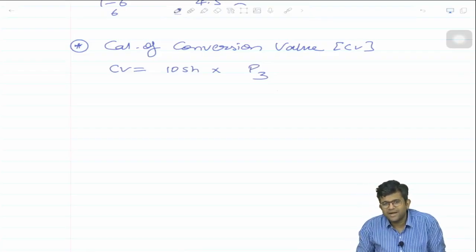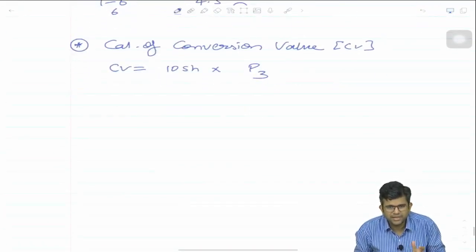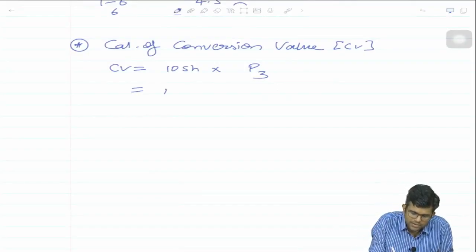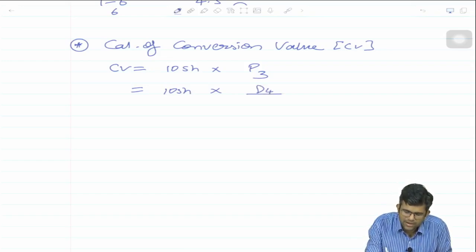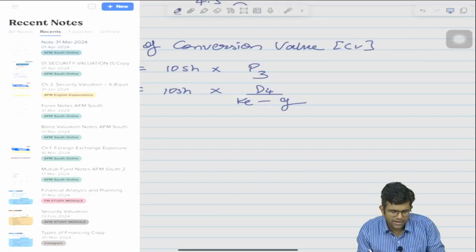Why did I write P3? Because this will be the price at the end of year 3, no? Sir, 3 or 6? 3. 6 periods that was; the end of that is 3 years, no? Everybody clear? Okay. So this is equal to 10 shares into P3. How do I find P3? Can I say P3 will be, look at the screen, D4 upon KE minus g.